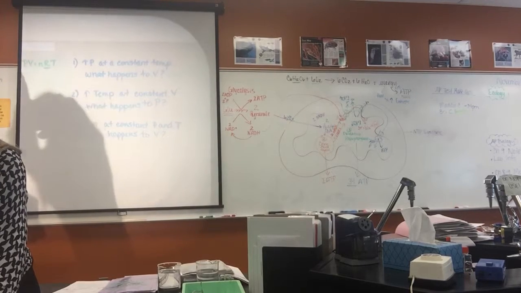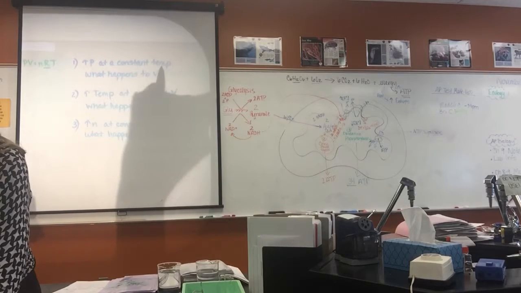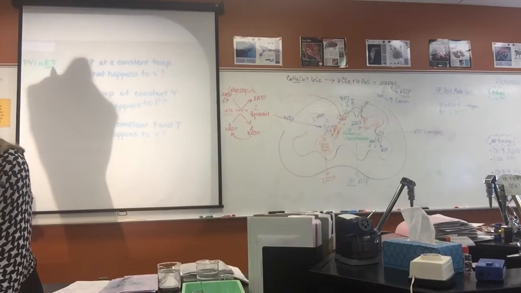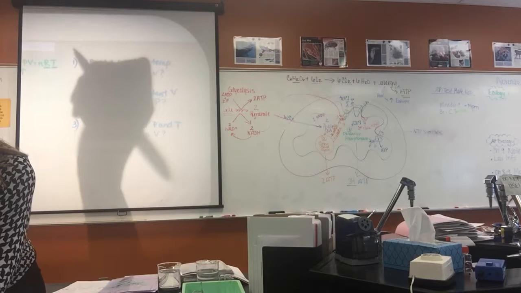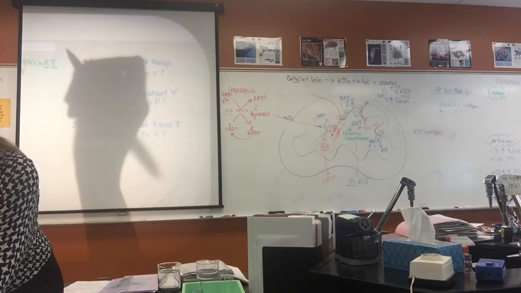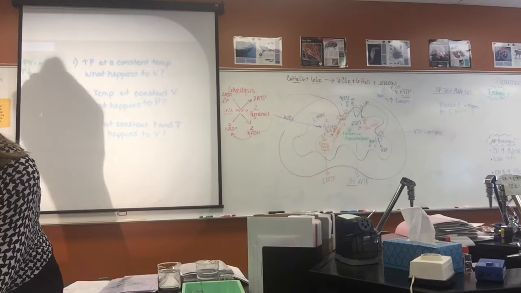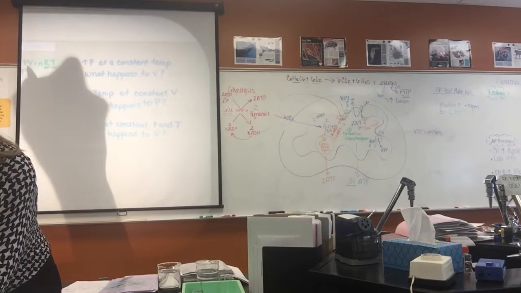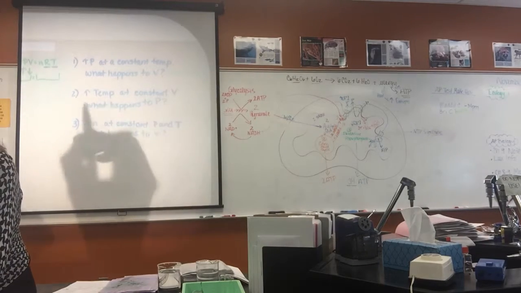So number one, looking at this equation here, if we increase the pressure at a constant temperature, what must happen to the volume? We keep the temperature constant, so R is constant, temperature is constant. We increase the pressure. What has to happen to the volume? The volume would have to decrease. If this side is going to remain equal to this side, and we keep these constant, then if you increase the pressure, in order to keep this the same, you'd have to decrease the volume.